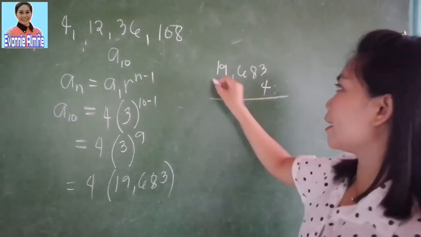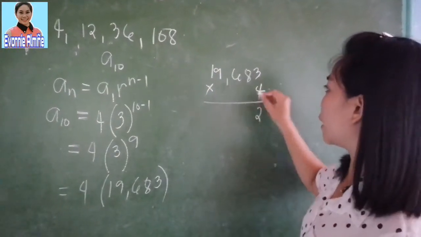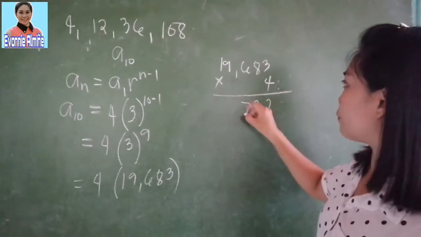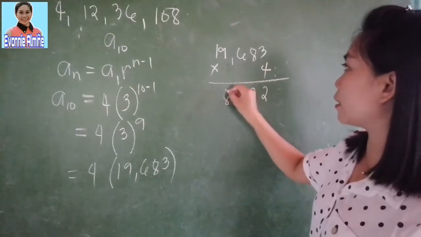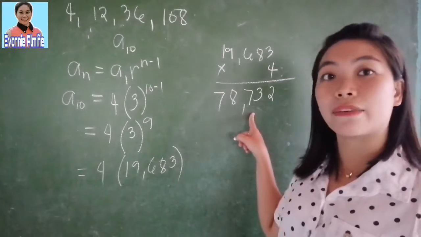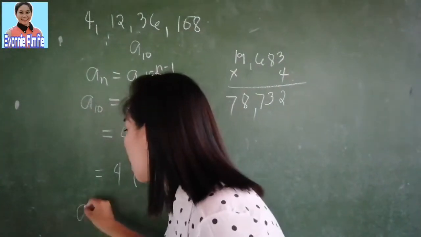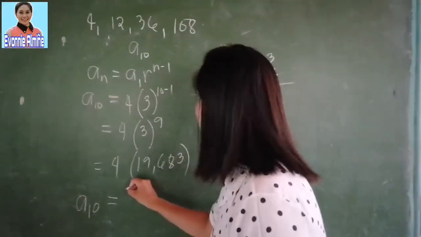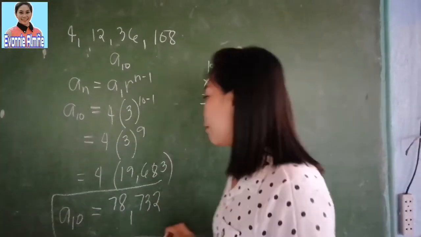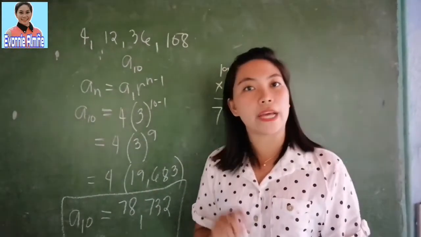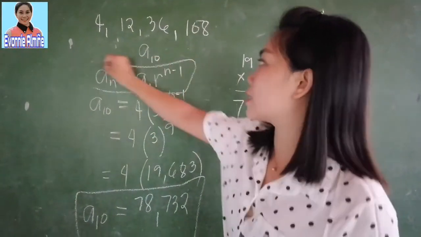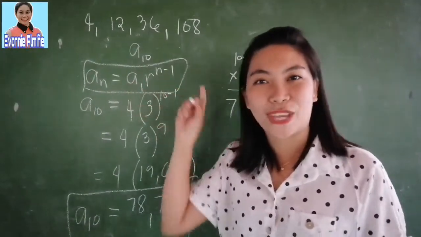19,683 multiplied by 4. So you have 12, carry 1, 32, 33, carry 3, 24, plus a 3, 27, carry 2. So 36, 38, carry 3, 7. Therefore, the correct answer is 78,732. So, yung a sub 10 natin is 78,732. Ganyan lang po kabilis at kadali kumuha ng last term ng geometric sequence, lalong-lalo na if we use this formula. Okay?